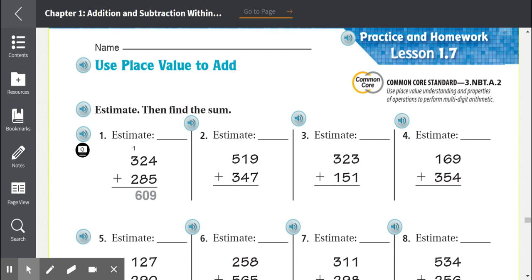Lesson 1.7, use place value to add. Estimate, then find the sum.